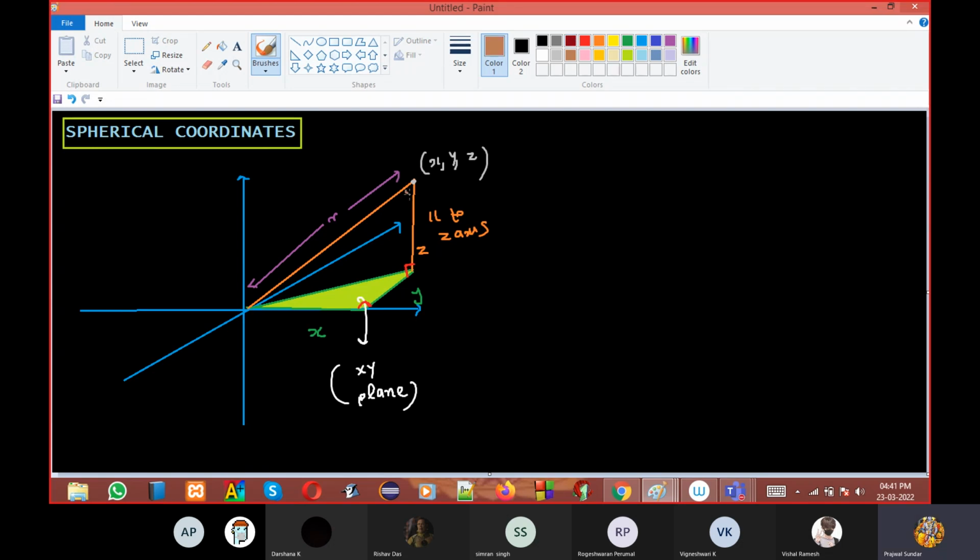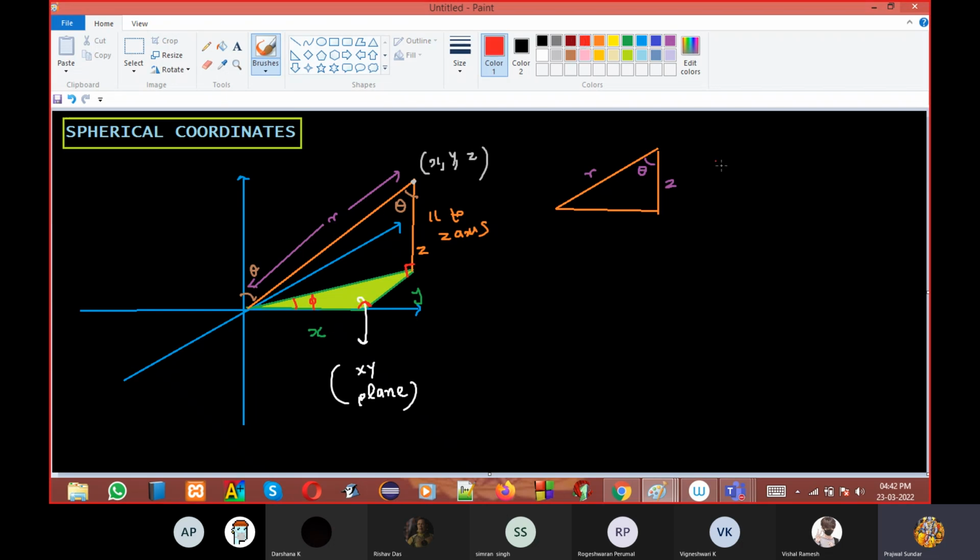And this is theta. This is also theta because of the alternate interior angle property. Understand that this is theta. And this will be phi. Now you can do all the drawings. Look at this carefully. I'll explain the drawings here. This triangle has R, Z, and this is theta.